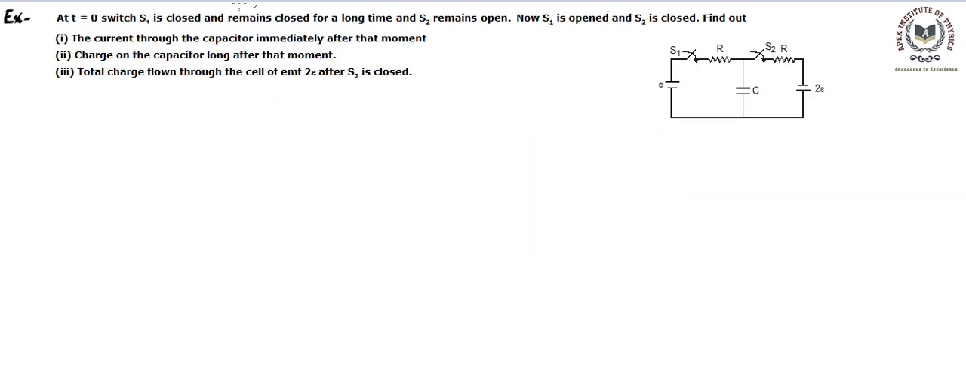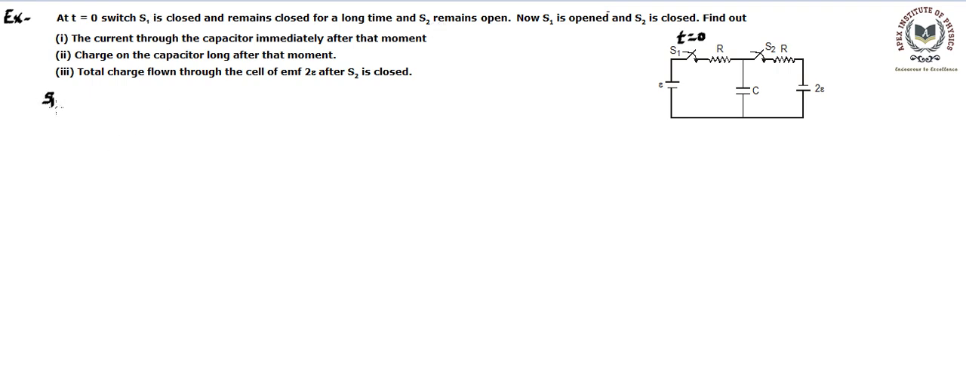Here is the example. It says at t equal to 0 the switch S1 is closed. So this switch has been closed at t equal to 0, so let me place that at t equal to 0 this is being closed and remains closed for a long time. So till a long time it is closed, and in this process S2 remains open. So this was open, so let me make it open initially. So let me write over here, initially S1 is closed and S2 is open.